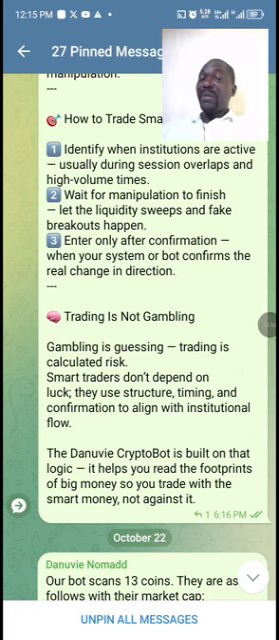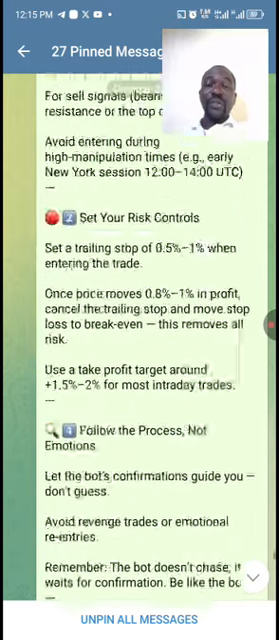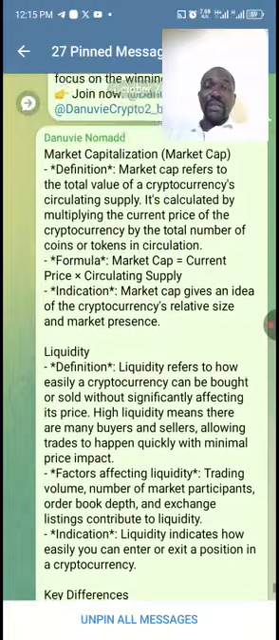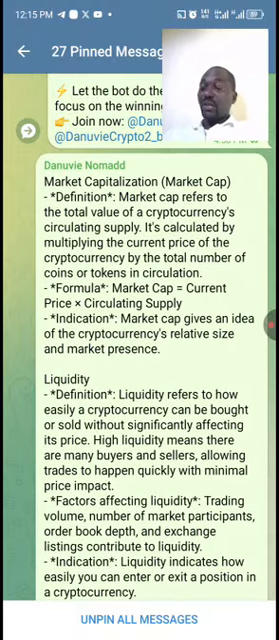The next topic is going to be market cap and liquidity. So let's look for market cap and, okay, there we are. Market cap and liquidity. This is our second topic for today. It says market capitalization, or in short form, market cap. Now, let's look at the definition. What does market cap really mean?